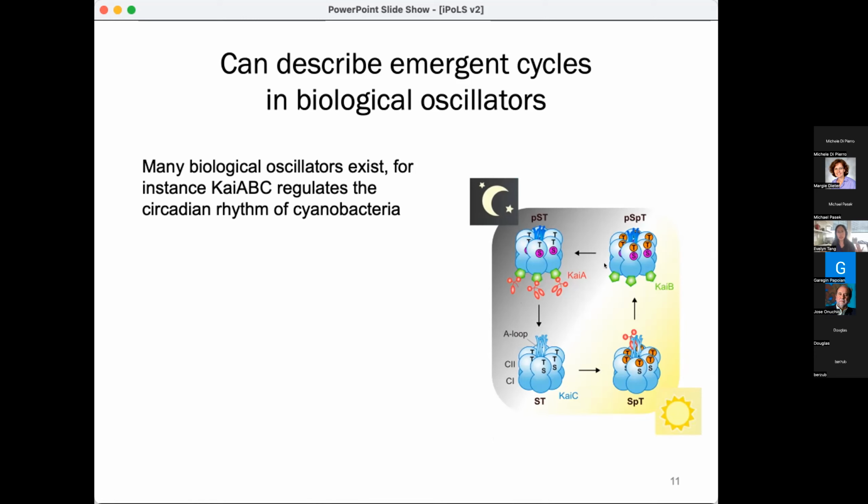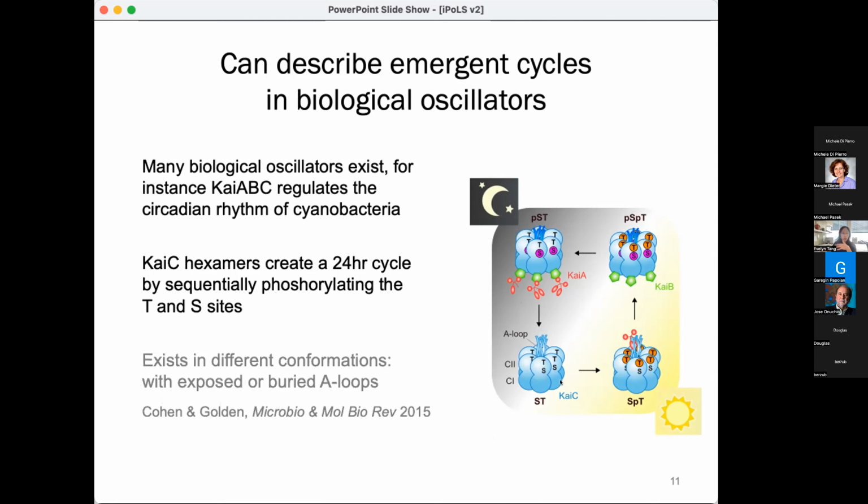There are also other changes. You can see there's a conformational change of these A loops that are sticking out in these cases, and here they're buried versus exposed. There is also binding of other molecules, like in this case KaiA is binding, here it is unbinding, and then KaiB is also binding in some cases. Overall, this creates this long 24-hour rhythm. This is just what I was explaining.